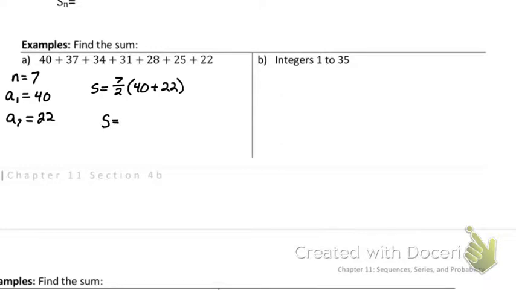So we're going to type in our calculator 7 divided by 2 times 40 plus 22. Make sure you use your parentheses. If you do not use parentheses, what your calculator is going to do is 7 divided by 2 multiplied by 40, and then it's going to add 22. Or you purposely can do 40 plus 22 and then multiply by 7 divided by 2. Emphasize, use your parentheses. What is the sum for this one?